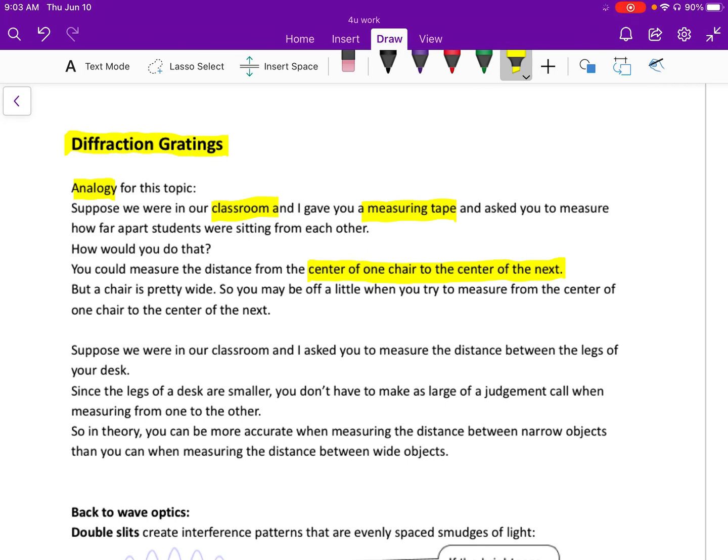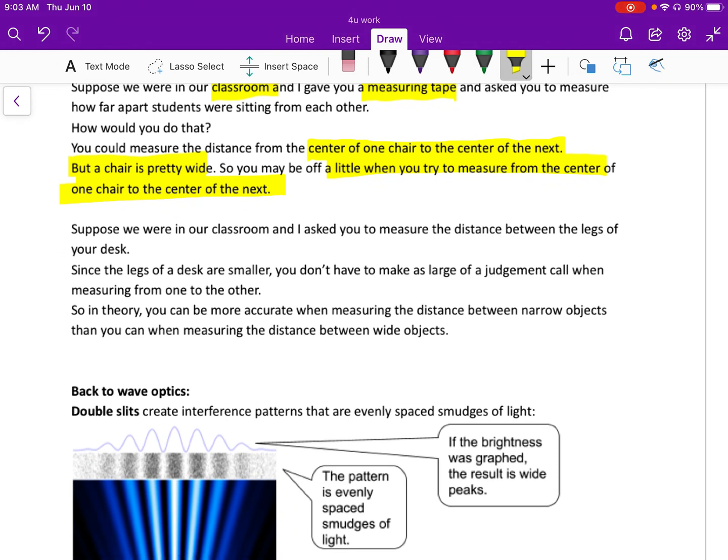But as I was doing it, what clicked for me is a chair is kind of wide. So when I measured from one to the other, it was easy to be off a little bit since I was measuring from a wide thing to another wide thing. As opposed to, I didn't do this, but let's say we were in the classroom and I asked you to measure the distance between the legs of your desk. Since the legs of the desk are kind of small, like 2 or 3 centimeters across, you don't have to make as large of a judgment call when locating where one leg is and where the other leg is. So you're a little bit more accurate when measuring from a leg of the desk to another leg of the desk than you might have been when measuring from one chair to another chair.